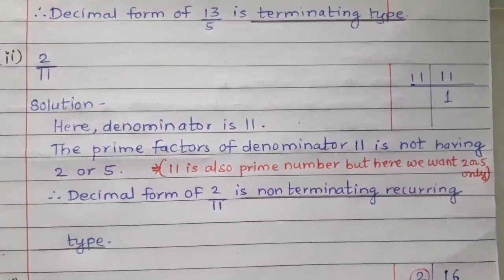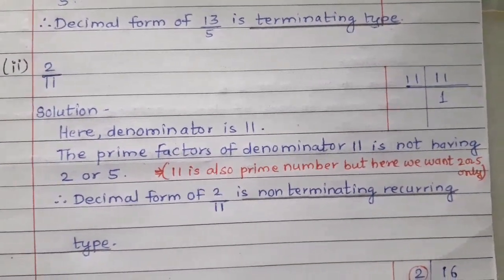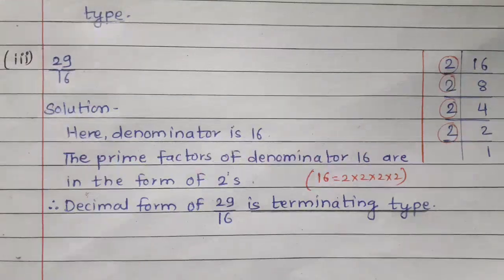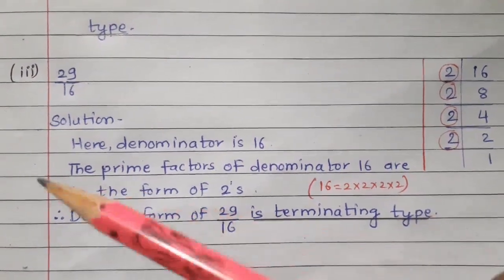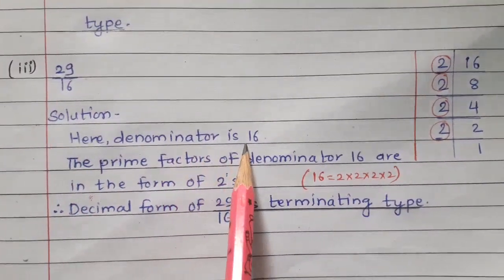If the prime factor contains 2 or 5, then it is the terminating type. Otherwise, it is non-terminating recurring type. Subquestion third, 29 upon 16. Solution. Here, denominator is 16.